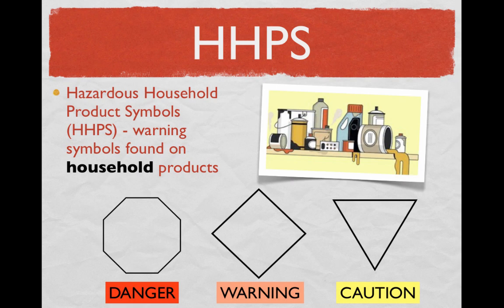Hhps stands for Hazardous Household Product Symbols. They are warning symbols that are found on household products. These are the three shapes that the symbols can be found within. There's the octagon for danger, the diamond for warning, and the upside down triangle for caution.